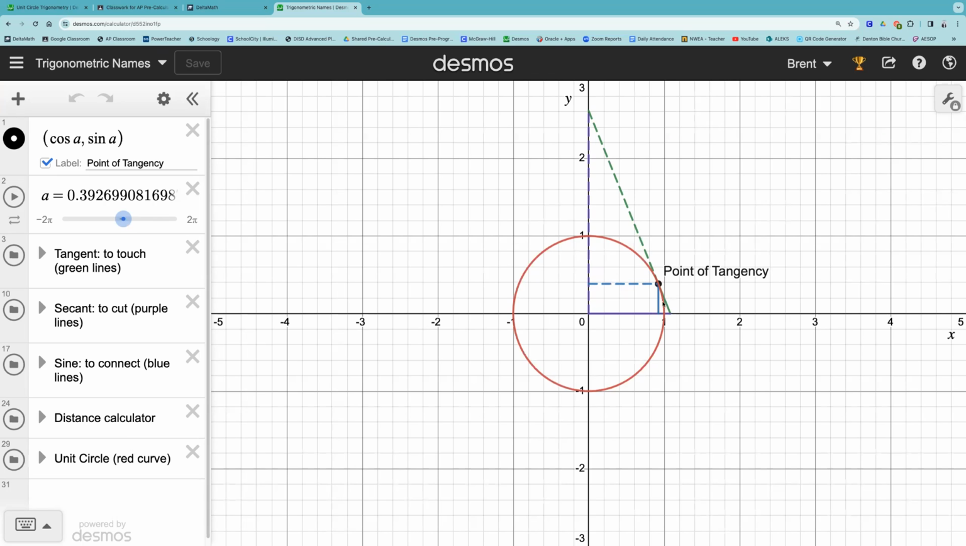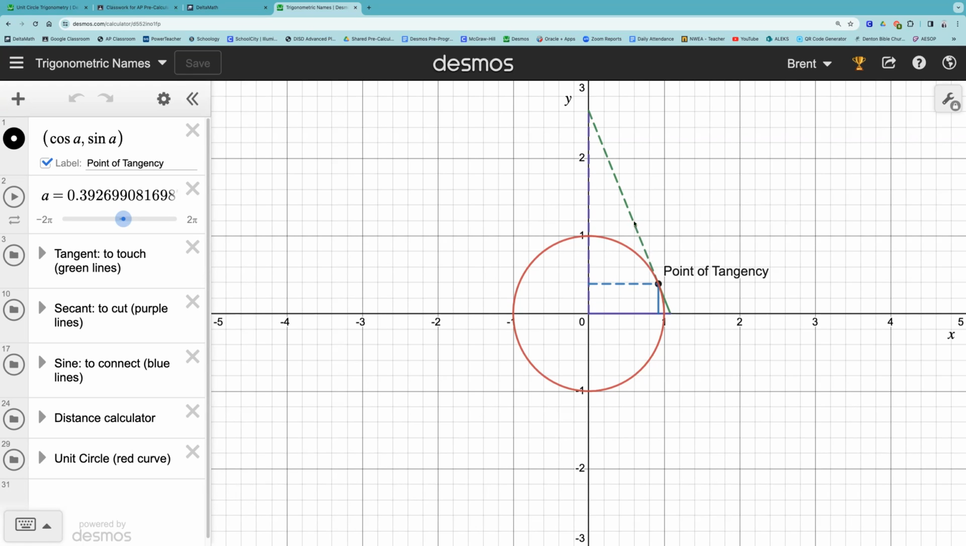What is the value of tangent? Tangent is from the point of tangency to the x-axis. If you measured that, that's what tangent is. You know how we said tangent is y over x? Mathematically, that's the same thing. But how did they come up with it originally? Tangent value was from the point of tangency to the x-axis. They said, hey, let's call that tangent.